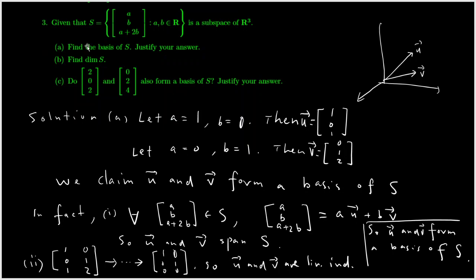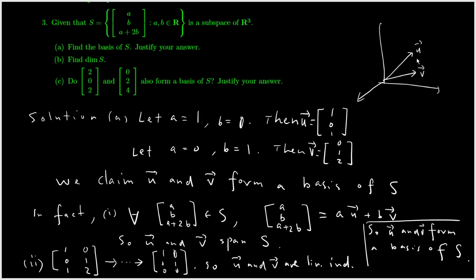Now let's understand the meaning of S. The spanning set, the two vectors, they span S, and it means every vector is a linear combination of the two vectors. Okay. You imagine all possible linear combinations of u and v. They form a plane passing through the origin. Okay.